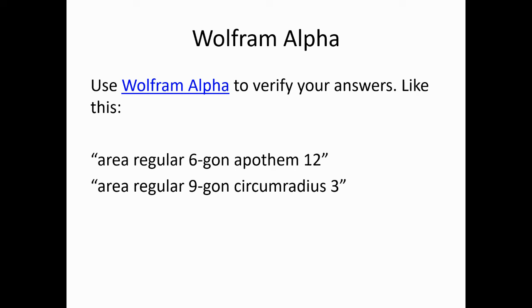the Wolfram Alpha search bar, it would tell you the answer, and it would tell you probably more than you want to know about this, but it would give you the exact result, and it would give you an approximation as well. Or you could do something like area regular 9-gon. Yes, Wolfram Alpha knows what a 9-gon is, and you could say circumradius 3, and it would tell you the answer. So yeah, hop over to Wolfram Alpha and find out what the answers are.